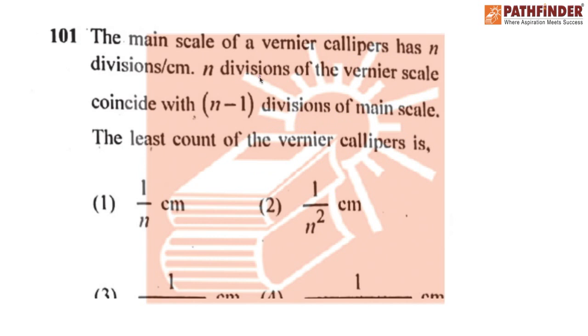The main scale of a vernier caliper has n divisions per centimeter. N divisions of the vernier scale coincide with n minus 1 divisions of the main scale. We have to determine the least count of the vernier scale. Now 1 division on the main scale is equal to 1 by n centimeter. It's given in the question. And 1 division on the vernier scale is equal to n minus 1 by n times 1 by n. So now least count is equal to 1 main scale division minus 1 vernier scale division. So you are getting 1 by n square. So the correct option is option number 2.